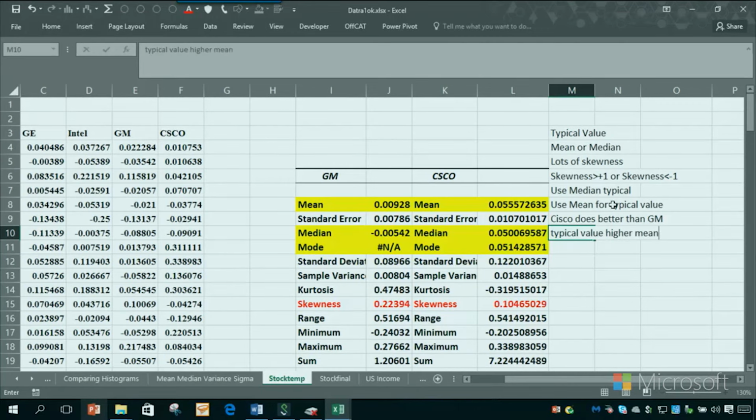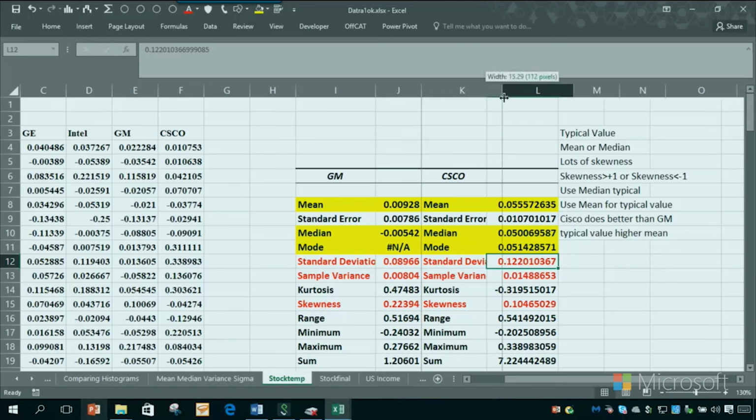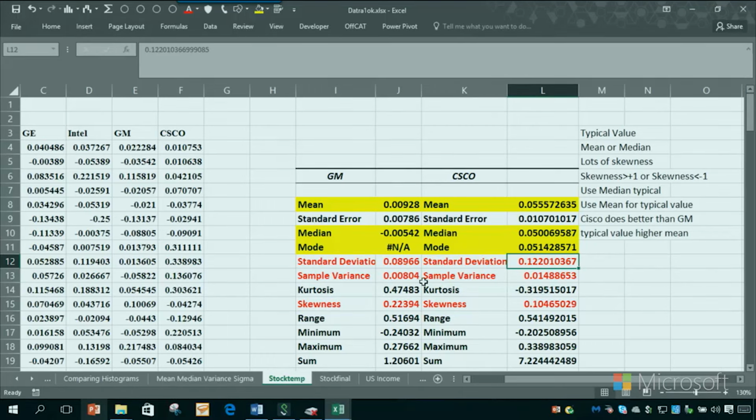Now what about spread about the mean? Which stock has more spread about the mean? Well, we learned a couple of videos ago, you look at the standard deviation and the variance. The standard deviation is what we usually like to use. It's the square root of the variance. You really need the variance to get to the standard deviation, but once you have the standard deviation, that's enough. So the standard deviation on Cisco is 12.2% on the monthly returns. On GM, it's about 9%. So there's more spread about the mean for Cisco.